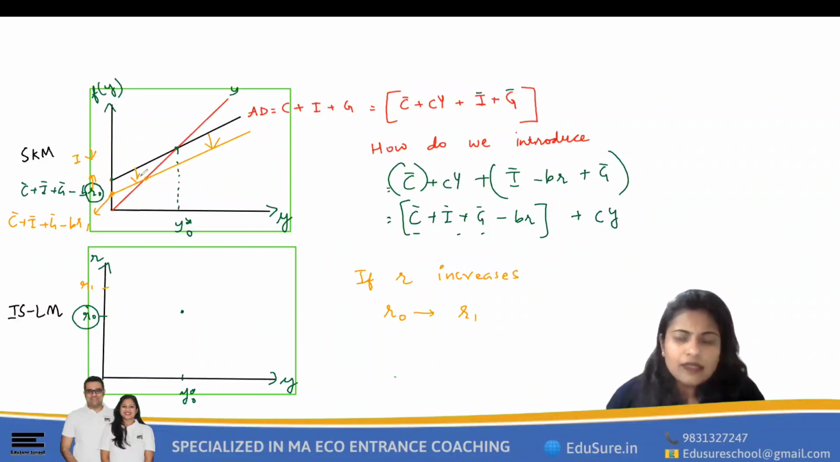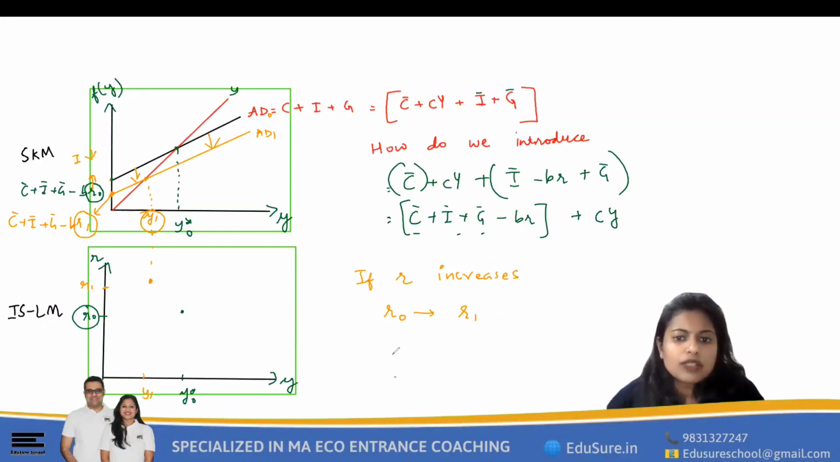Let's call this AD0 and this AD1. When AD1 intersects with aggregate supply, you get Y1. So the combination of R1 and Y1 is here.